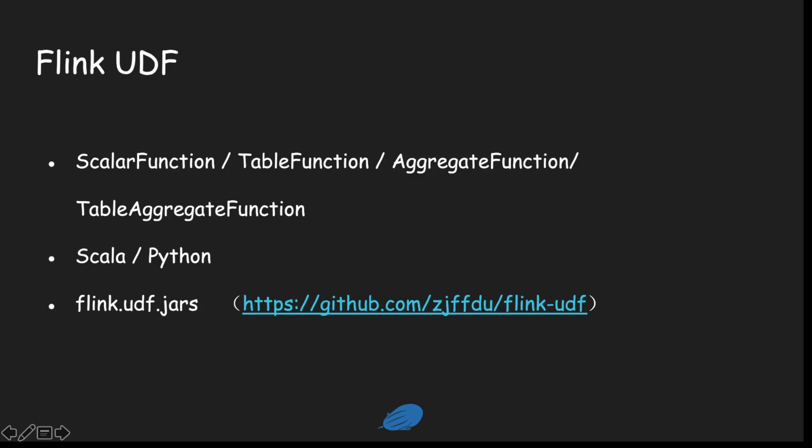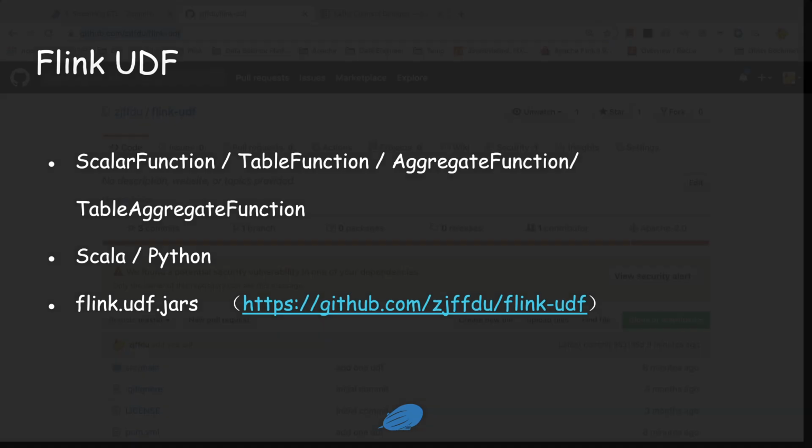Now let's see a real example. So here is the link of the UDF repo, where I have already written several Flink UDFs. Here's the Flink UDF project. I have several UDFs. Here is the Java app. Top 2 is a table aggregate function. So now let's go to the Zeppelin.